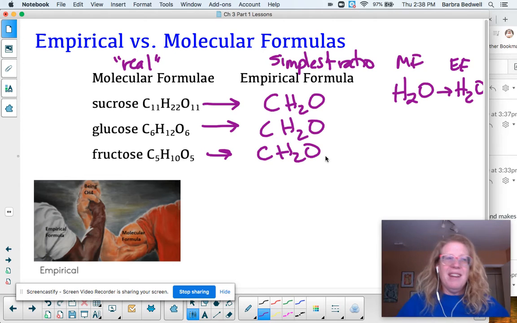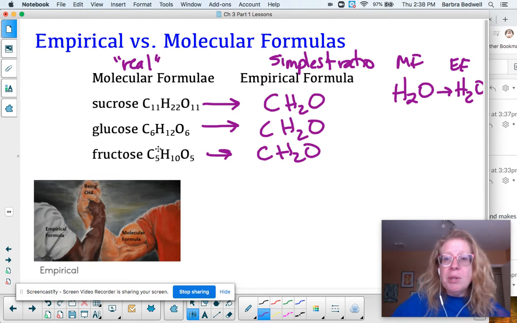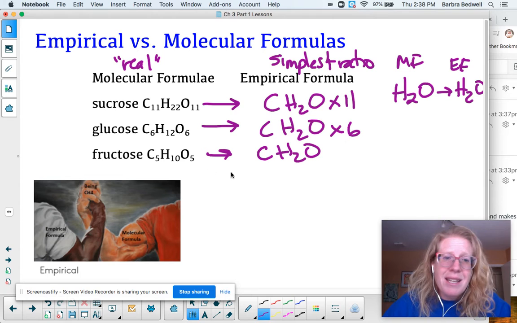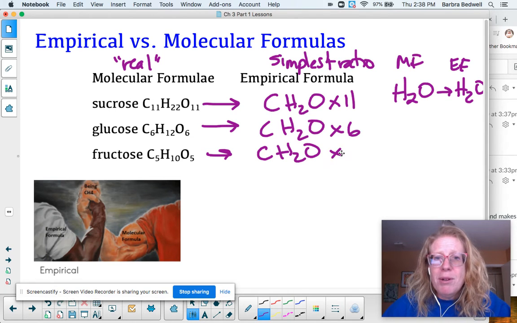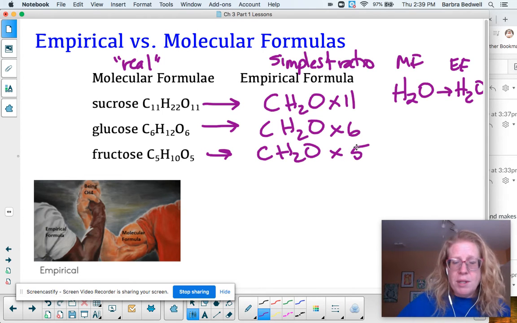That's why sugars are a category of chemicals, right? They have the same empirical formula, but some of them are built up as multiple versions of it. So sucrose is the empirical formula times 11. Glucose is the empirical formula times 6, and fructose is the empirical formula times 5, right? And there are bigger ones and smaller ones that could go even larger than that if we want to.